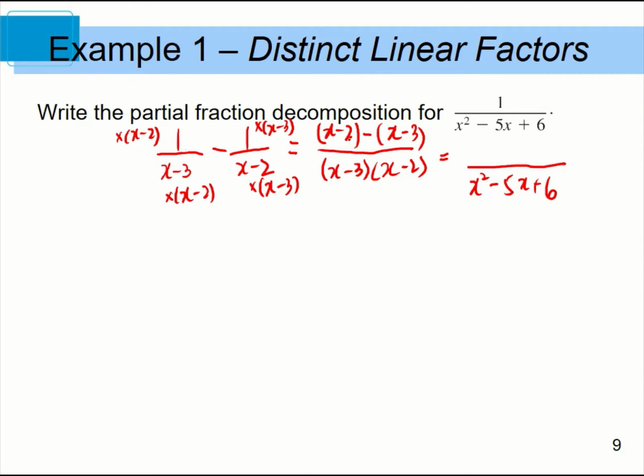For the numerator, we have x minus 2 minus x plus 3. x minus x is 0, and negative 2 plus 3 is 1. So this gives us 1 over x squared minus 5x plus 6. So when we solve this, we combine and form the common denominator.